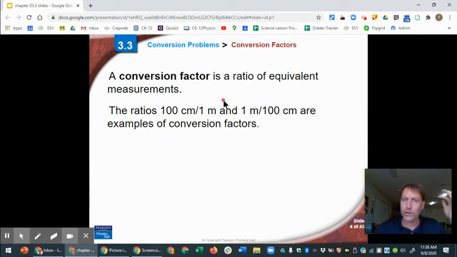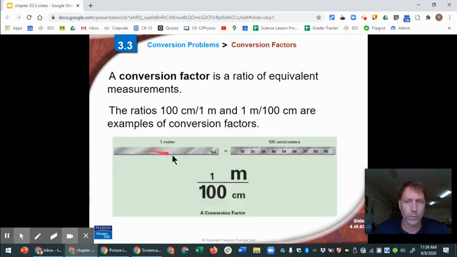A conversion factor is a ratio of equivalent measurements. So the ratios of 100 centimeters per 1 meter or 1 meter per 100 centimeters. You'll notice I can switch these around in any direction I want to. They're a fraction, but we can flip them upside down as long as the 100 stays with the centimeters, because that's a conversion. For every 1 meter, the 1 stays with the meter. You can flip these upside down depending on the type of conversion you're doing.